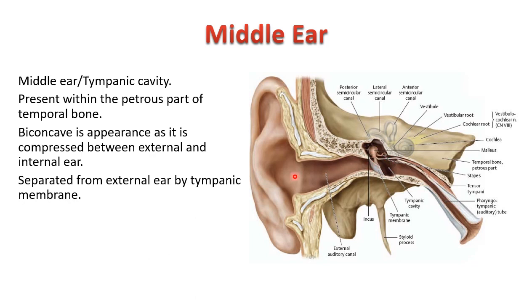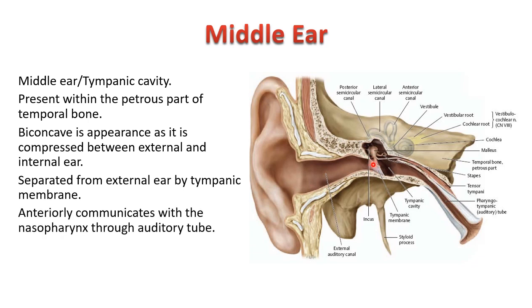It is separated from the external auditory meatus by the tympanic membrane, and anteriorly it communicates with the nasopharynx through the auditory tube. In the same way, posteriorly it communicates with the mastoid air cells through an opening called the aditus to the mastoid antrum.